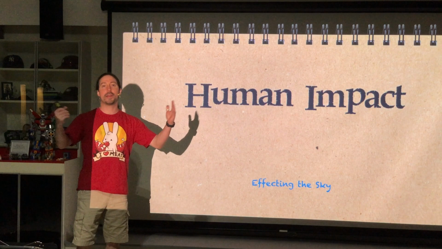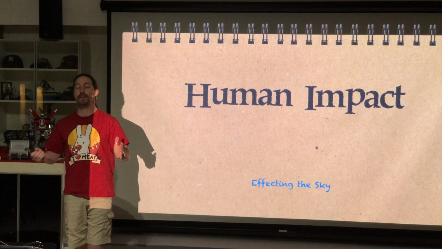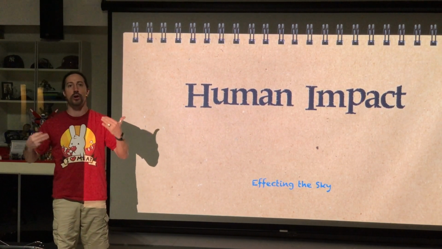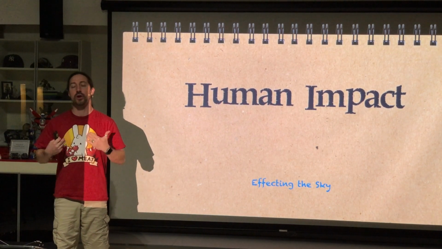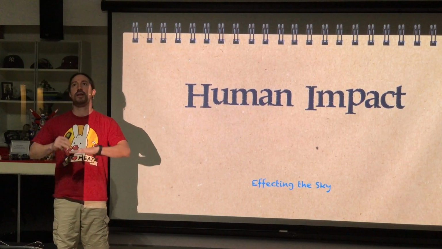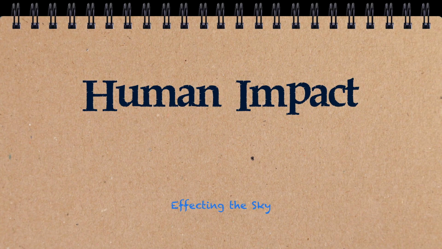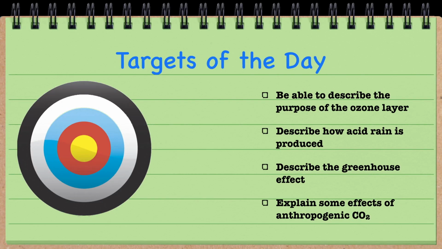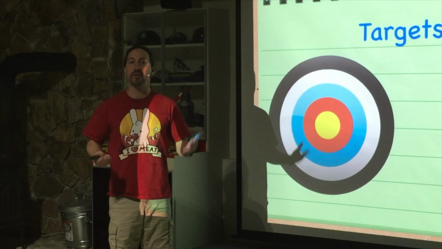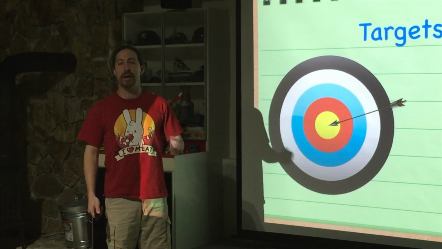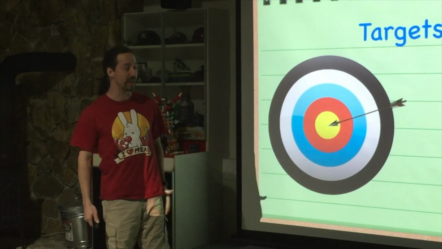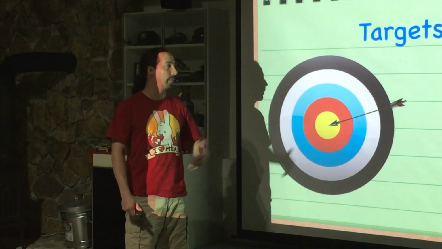Welcome. Today we're going to be looking at a few more impacts that we have as humans upon our environment. Mostly what we're going to be looking at today is our effect when it comes to the atmosphere. Today we're going to be looking at air pollution. So first, you need to understand what the purpose of the ozone layer actually is, and then a little bit about the impacts that we've had on that particular portion of our environment.